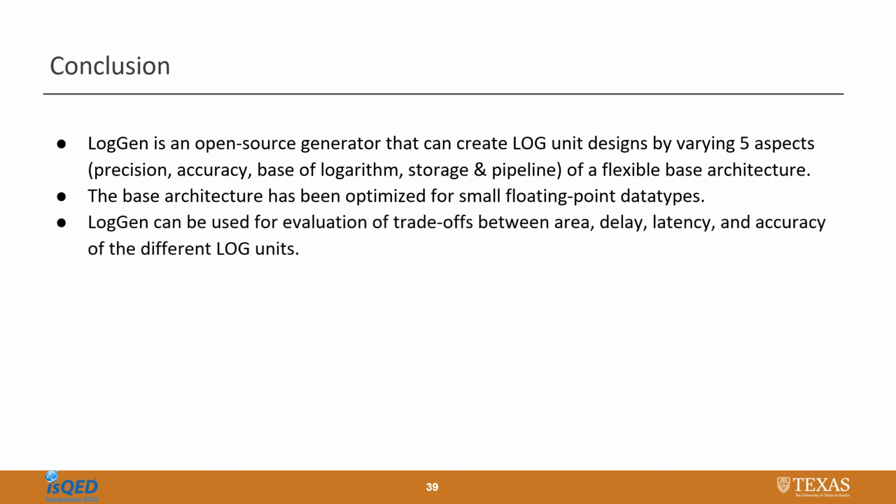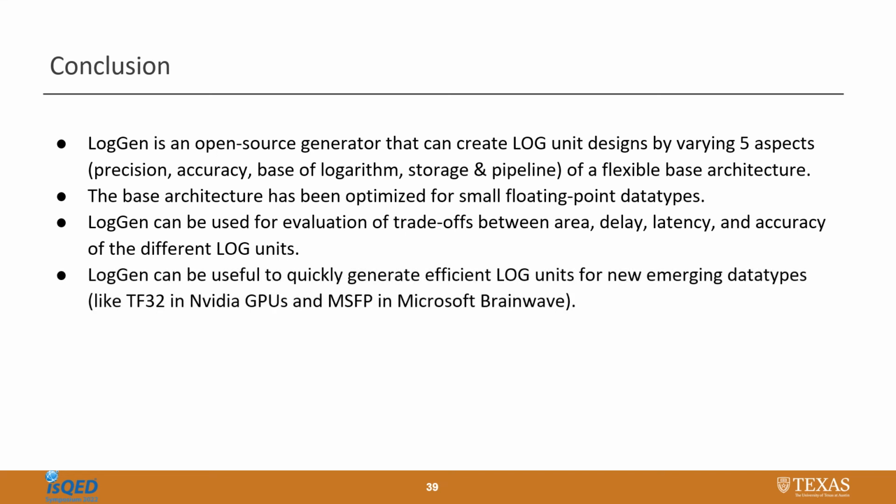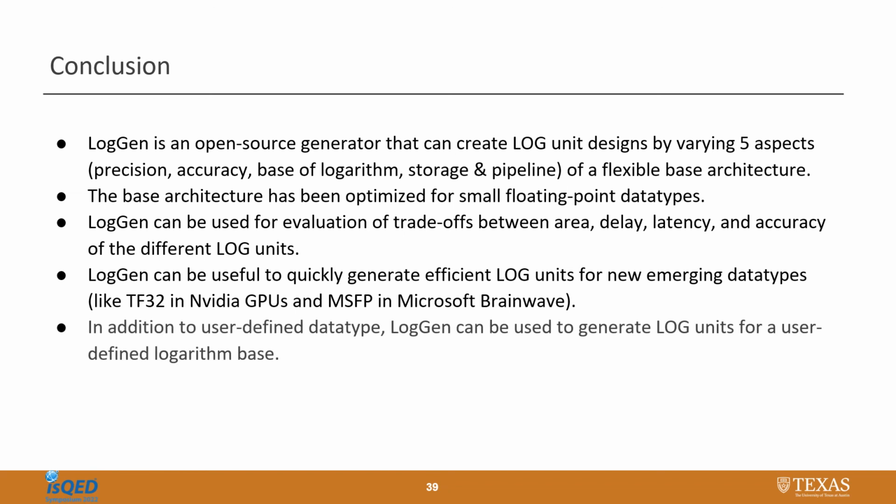The goal of LogGen is to enable quick evaluation of trade-offs between area, delay, latency, and accuracy of the log unit for the user. With new data types like TensorFloat 32 in NVIDIA GPUs and Microsoft Floating Point in Microsoft Brainwave constantly emerging and becoming increasingly popular in deep learning, LogGen can be useful to quickly generate efficient log units for these emerging data types. In addition to user-defined data type, LogGen can be used to generate log units for a user-defined logarithm base.